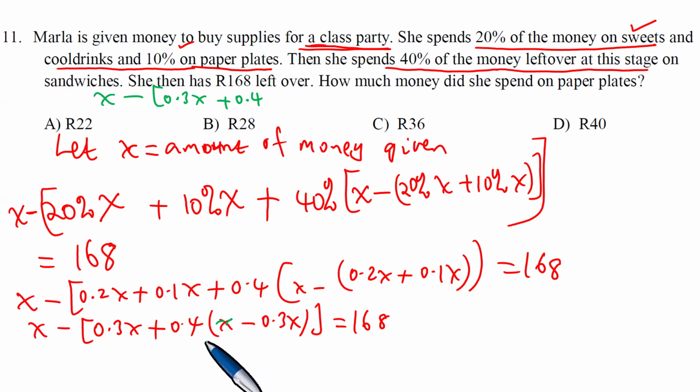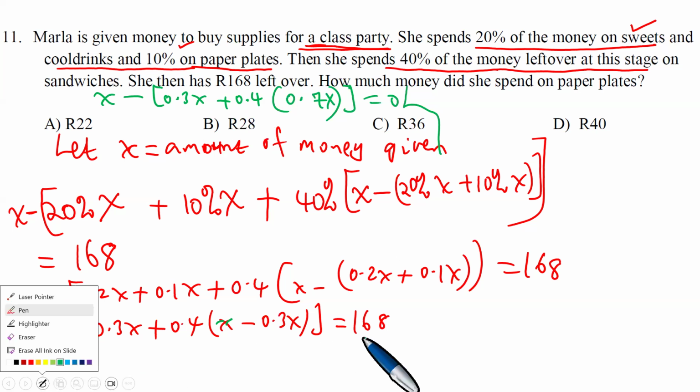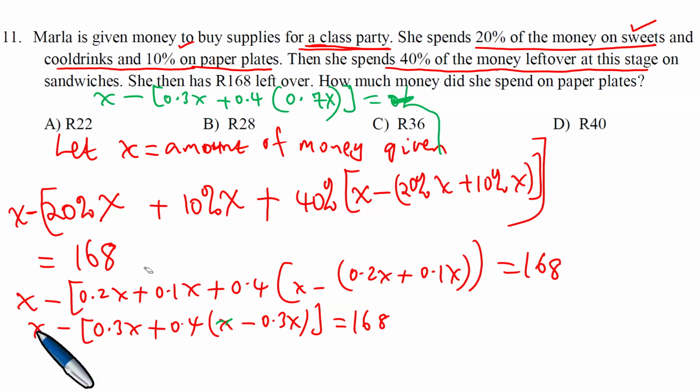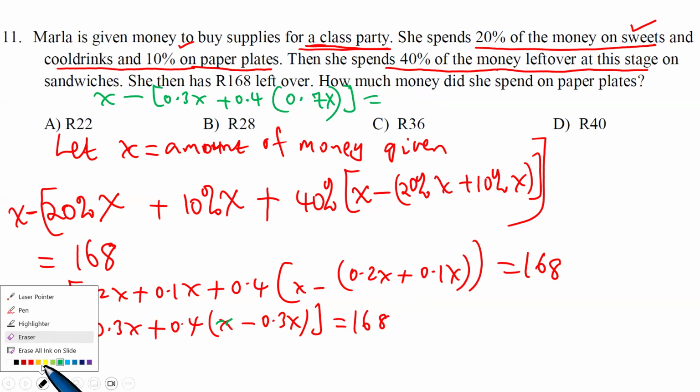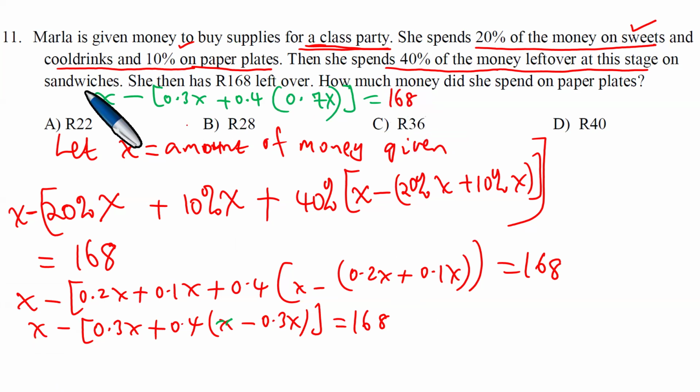When you have X minus 0.3X, what is that? It's 0.7X. And then this equals 168. Why is it equal to 0? No, it's 168, right? Well done. Okay, we need to solve for X out of this.